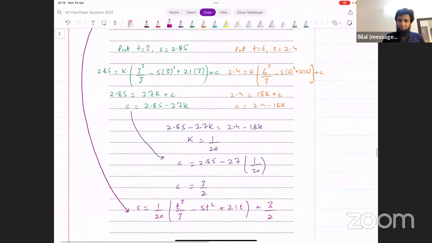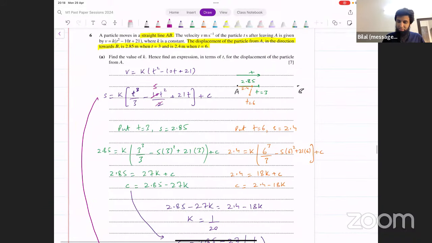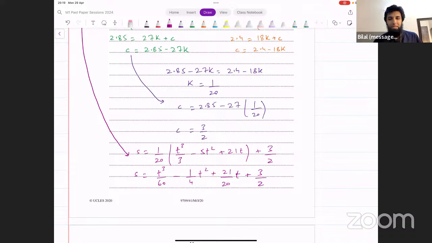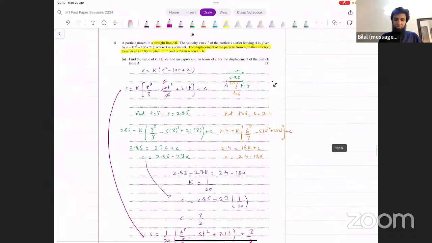You can leave it like this, or do they ask you to simplify this? They don't. You can leave it like this as well. If you want to simplify this, it would become t cubed over 60 minus 5 over 20, that's 1 over 4, so 1 over 4 t squared, plus 21 over 20 times t plus 3 over 2. That is what the displacement function becomes in terms of t. And that's your final result. Is that okay? That's what you're looking for in this part.